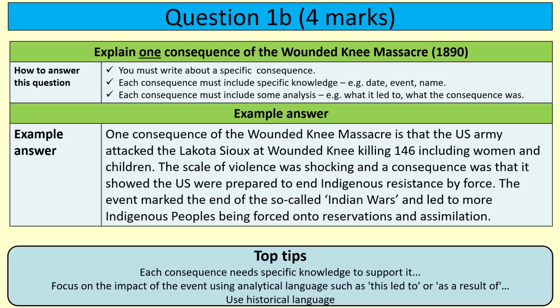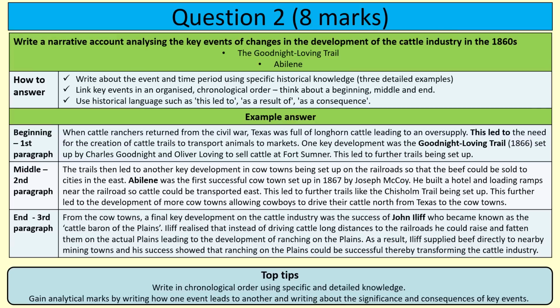really develop that analysis. So the question we've chosen for question 2 is: write a narrative account analysing the key events of changes in the development of the cattle industry in the 1860s. Bullet points of the Goodnight-Loving Trail and Abilene. We pick those bullet points because they've never really been asked specifically before.